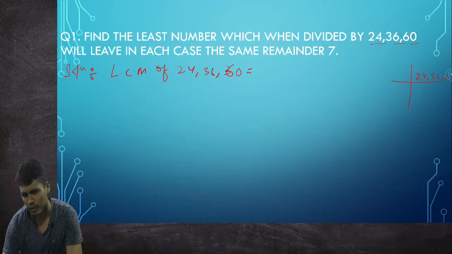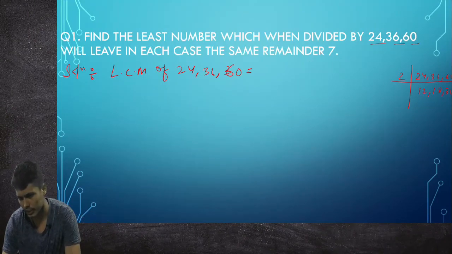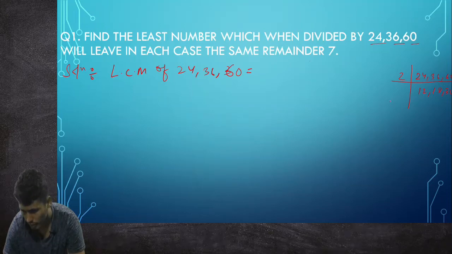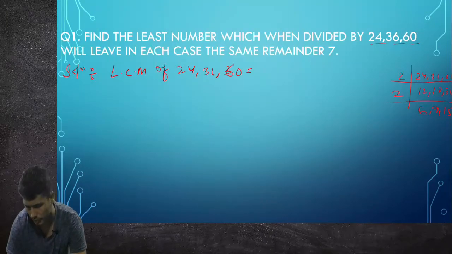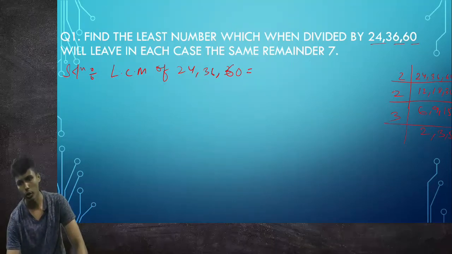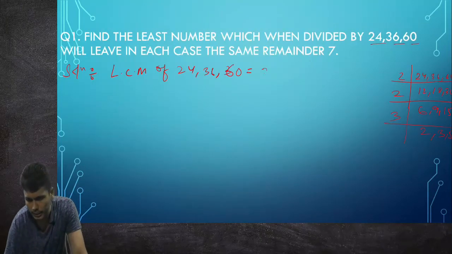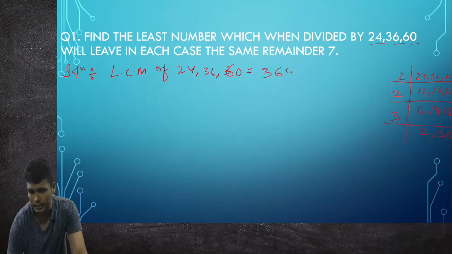24, 36 and 60. So 2 twos are 4, 2 eights are 16, 2 threes are 6, 30. I'm just doing this for you, I know I can write it again also. So listen very carefully. 2 sixes are 12, 2 nines are 18, 2 fifteens are 30, right? Same thing. Now you divide by 3: 3 twos are 6, 3 threes are 9, 3 fives are 15. Multiply all these numbers, all these are prime numbers. 2 times 2 is 4, 4 times 3 is 12, 12 times 2 is 24, 24 times 5 is 120, 120 times 3 is 360, right? The LCM will be 360. This is the LCM.